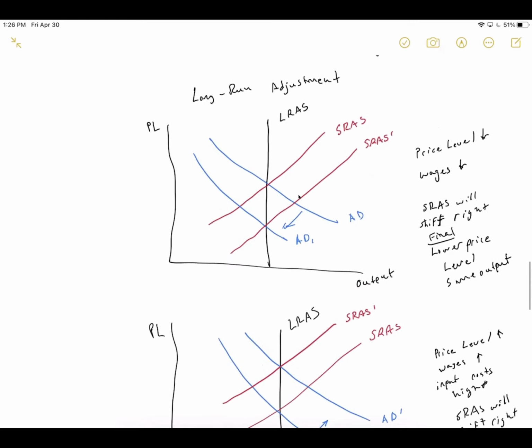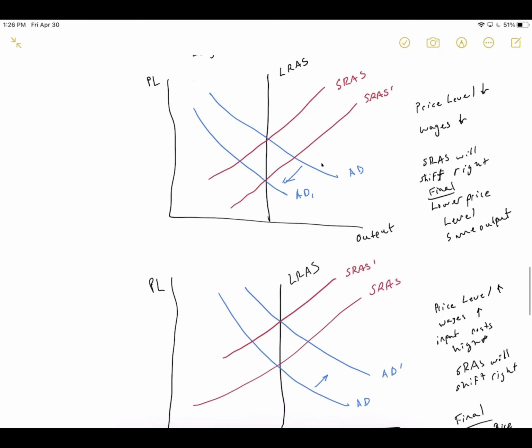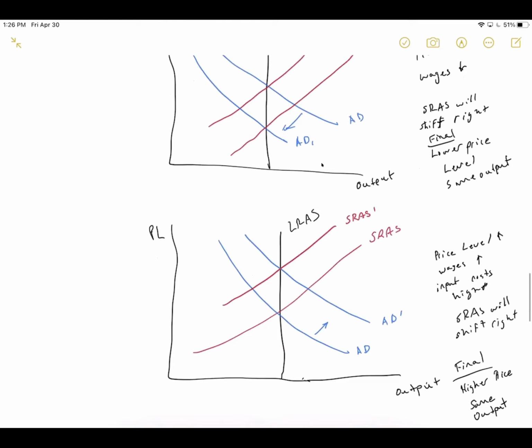The opposite happens with a recessionary gap. Say aggregate demand shifts to the left, and price level and wages go down. That means firms can now produce more with a lower input cost. That's going to shift the short run aggregate supply curve to the right. And then we're going to be at a lower price level and the same output.